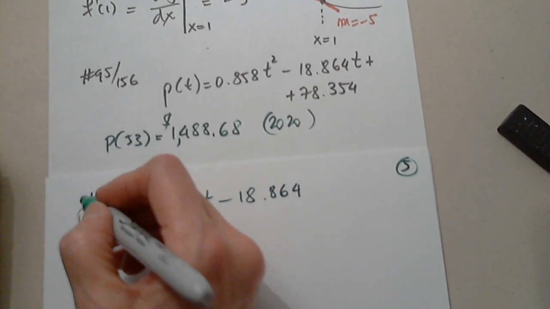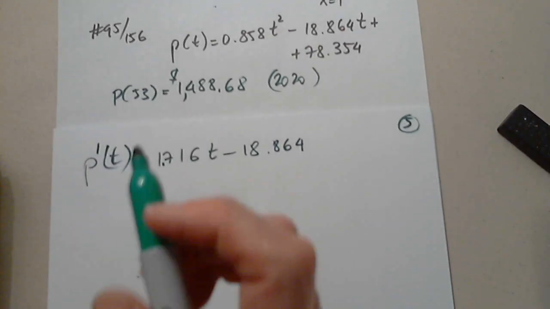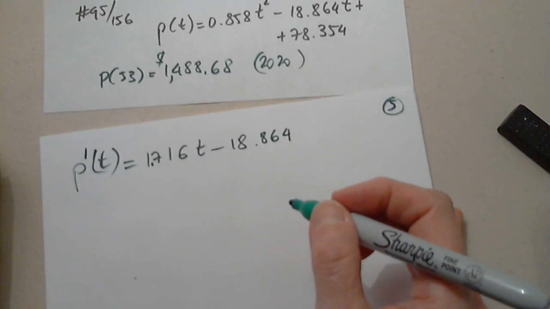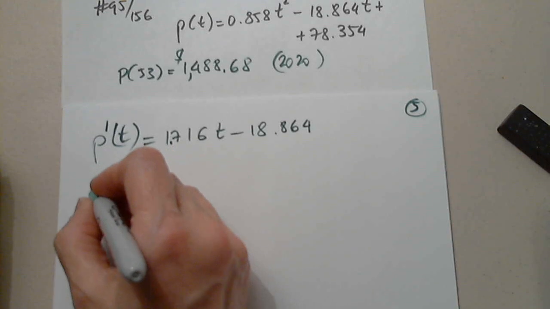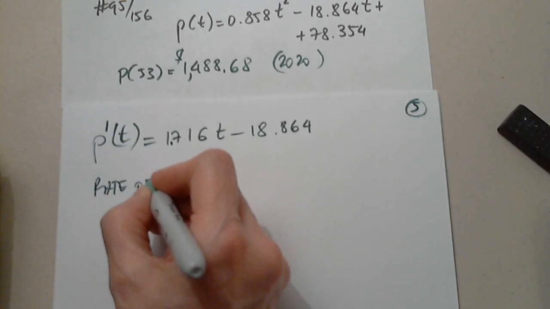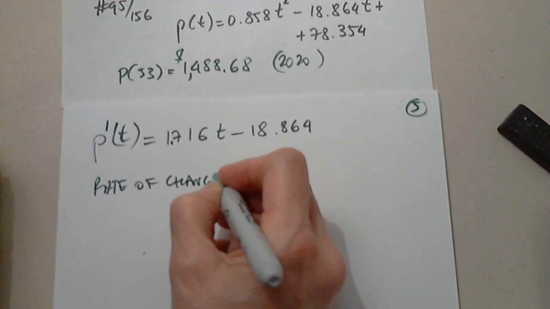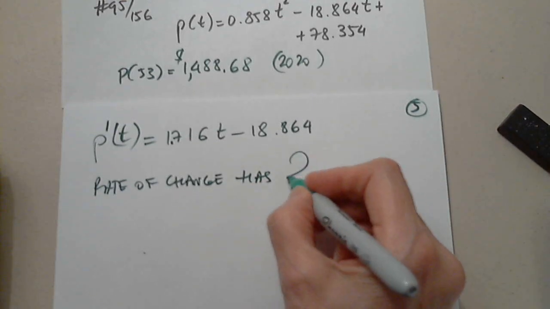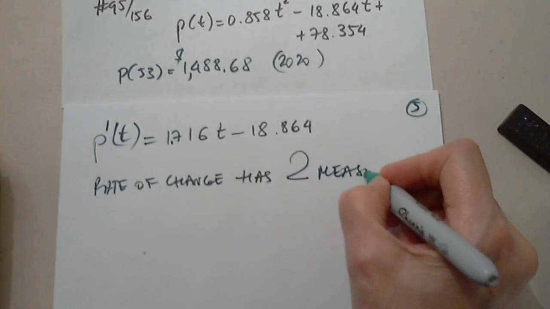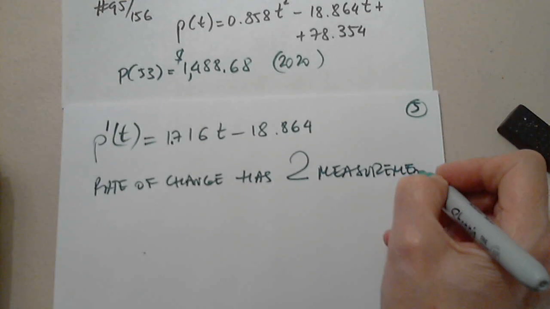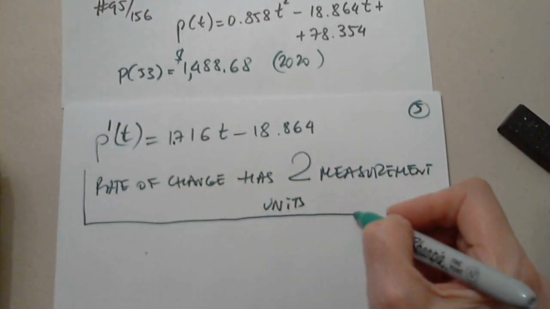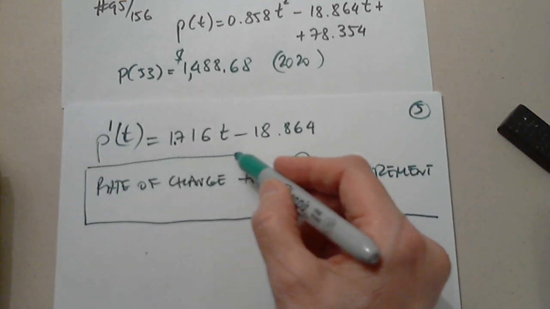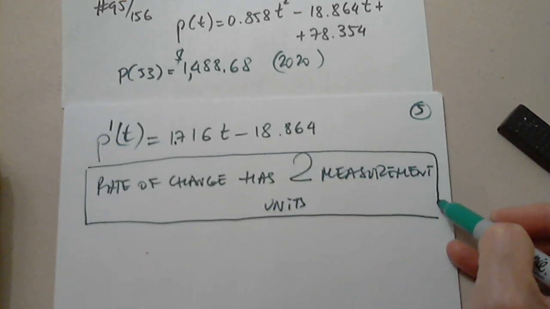This is the rate of change. And that reminds me of something that I noticed on your last homework that I graded. And please, please, please: rate of change has 2 measurement units. You will always miss a very easy point or two if you do not state the measurement unit.